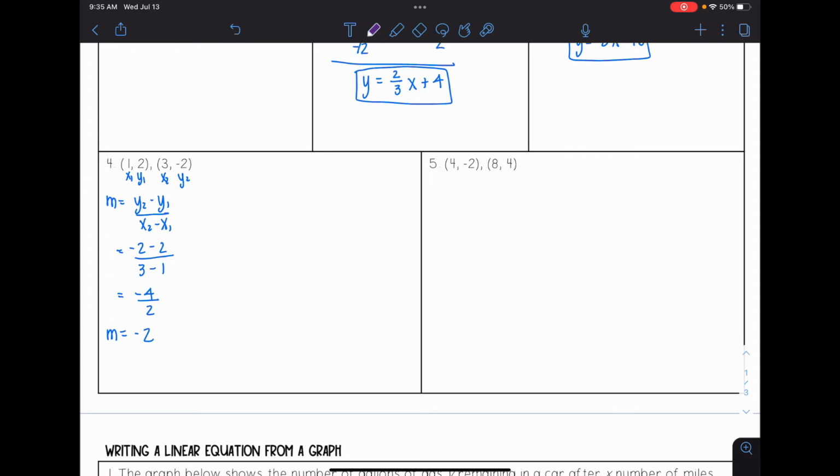Now from here, I'm going to use my point slope form. So I have that m equals negative 2. We just found that. And then I'm going to choose either one of these points. I'm just going to go ahead and choose my first one. And now I'm going to plug that into my point slope form. So I get y minus y1, which is 2, is equal to m, which is negative 2, times x minus x1, which is 1.